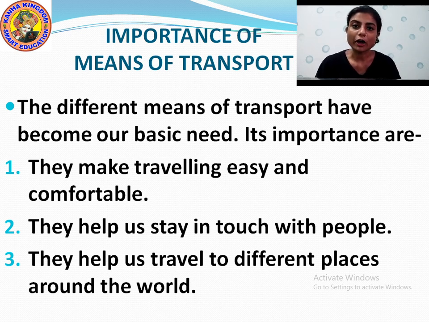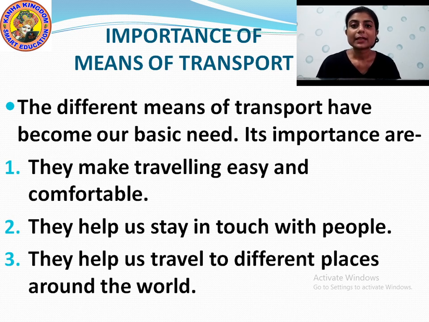If we go by walking from one place to another, we will get tired. We will waste a lot of time, yes or no? And we will not even reach our destination early. So, to make traveling easy and comfortable, these different means of transport are important to us.